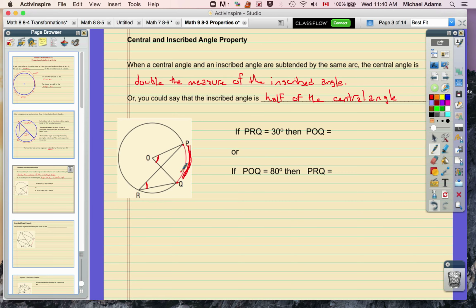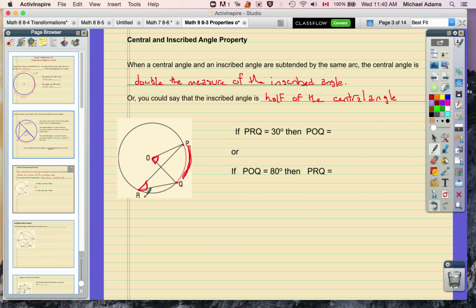So the minor arc PQ, and if we take a look at this angle here, we can tell that this is the central angle, and then this angle is going to be the inscribed angle. They share the same arc. One angle goes to the center, one angle goes to a point on the outside. And so the one that goes to the center is called the central angle. The one that goes to the point on the circle is called the inscribed angle.